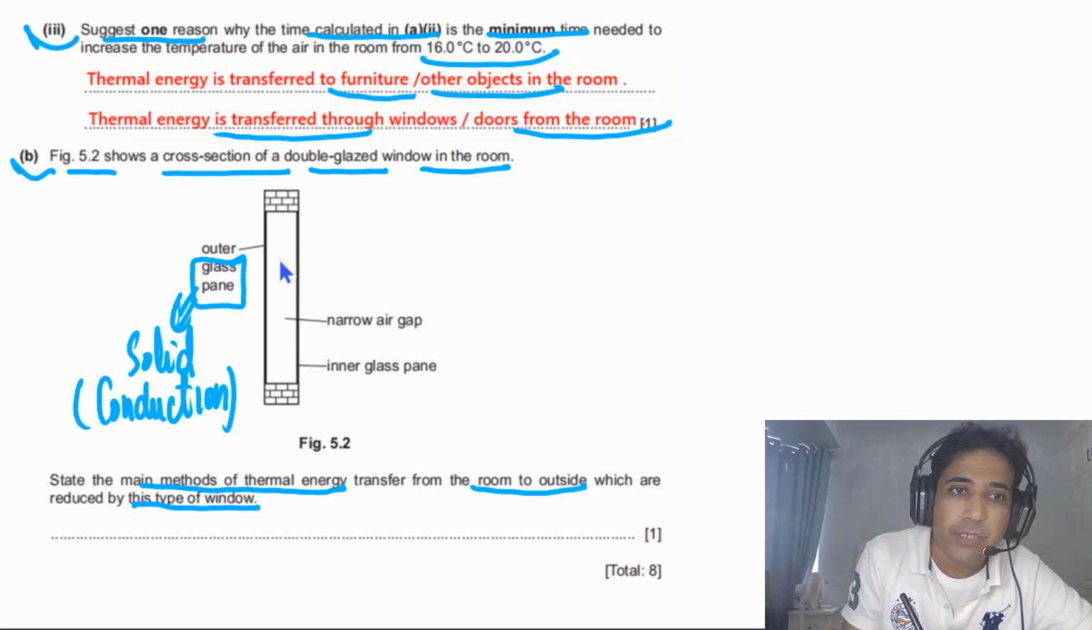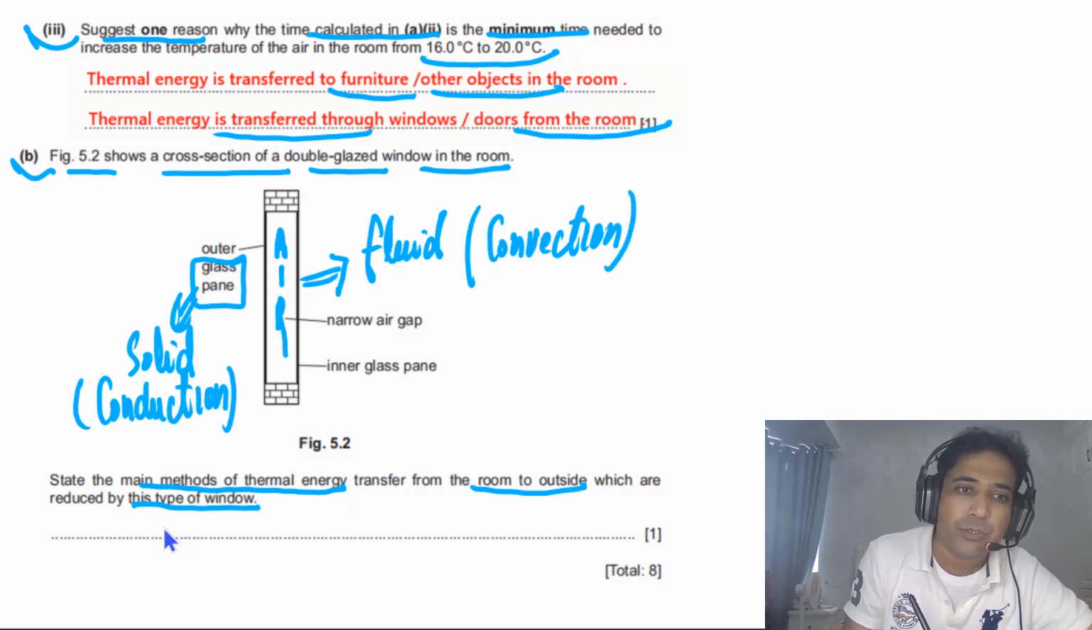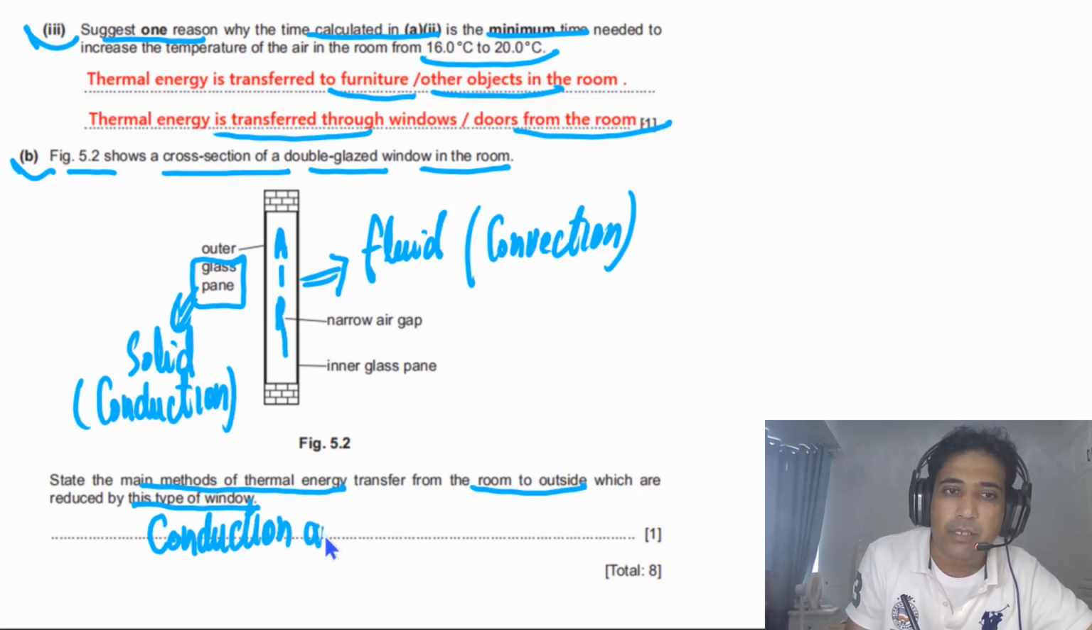And it is given to us, we have air inside this one. So this one is air, and air is a fluid. In fluids, thermal energy mainly is transferred by convection. So we can write down convection. So these points you need to understand. So here we need to write down simply conduction and convection. So these points we have to write down for the answer of this question.